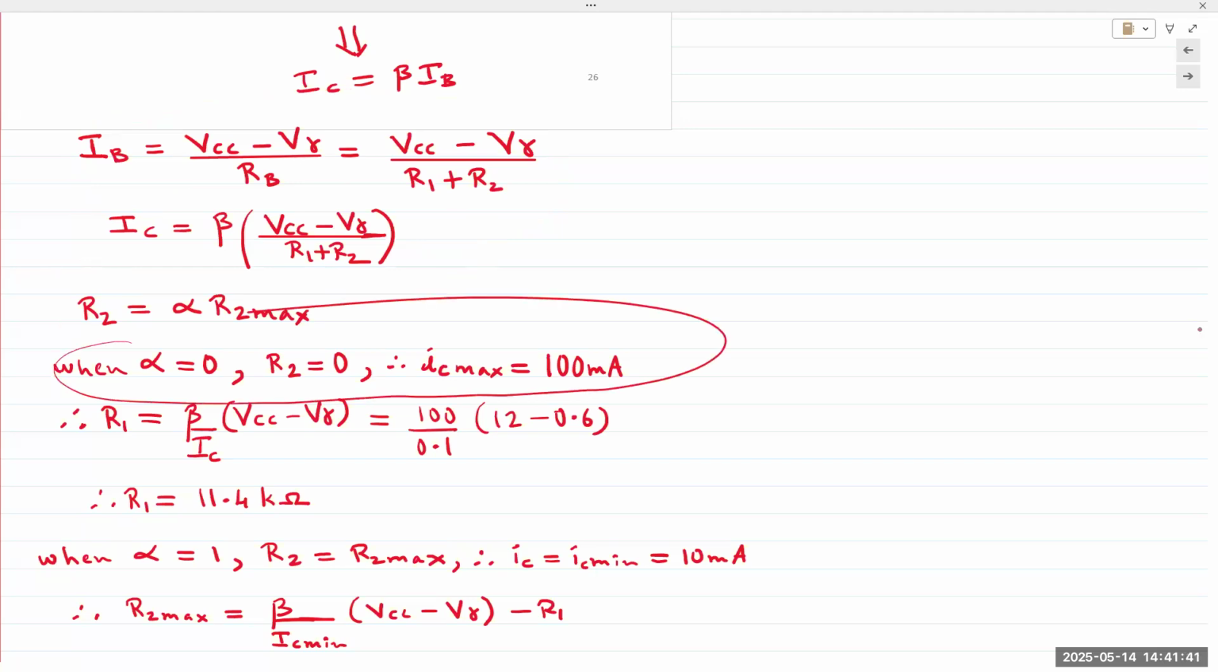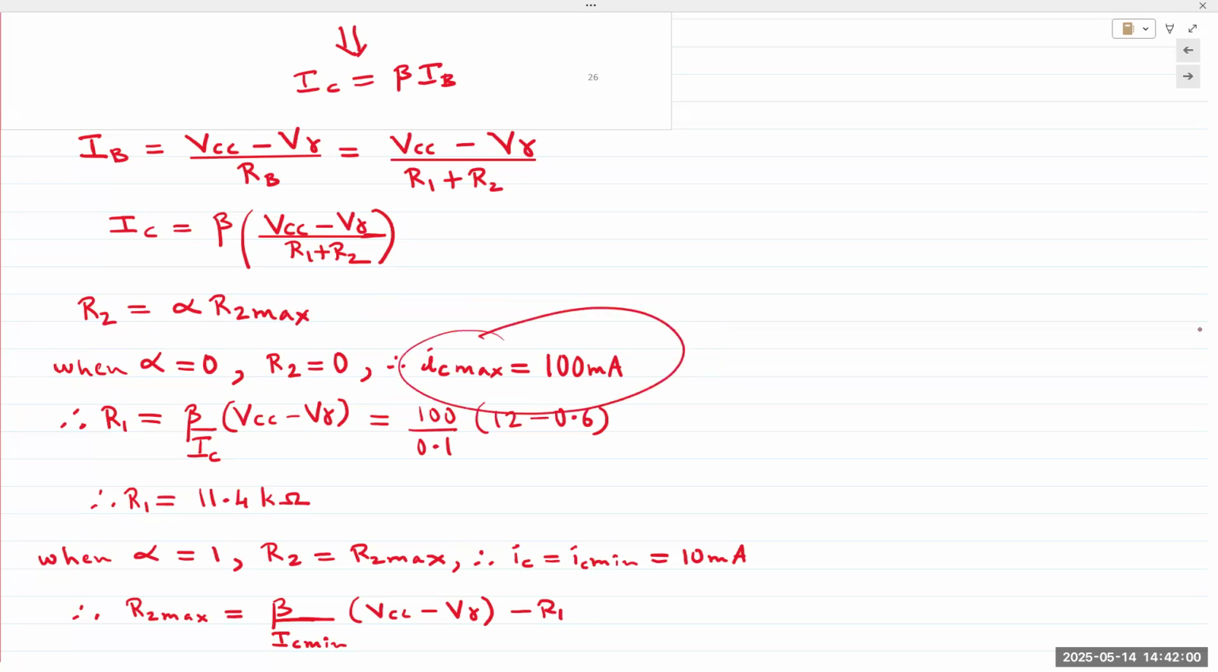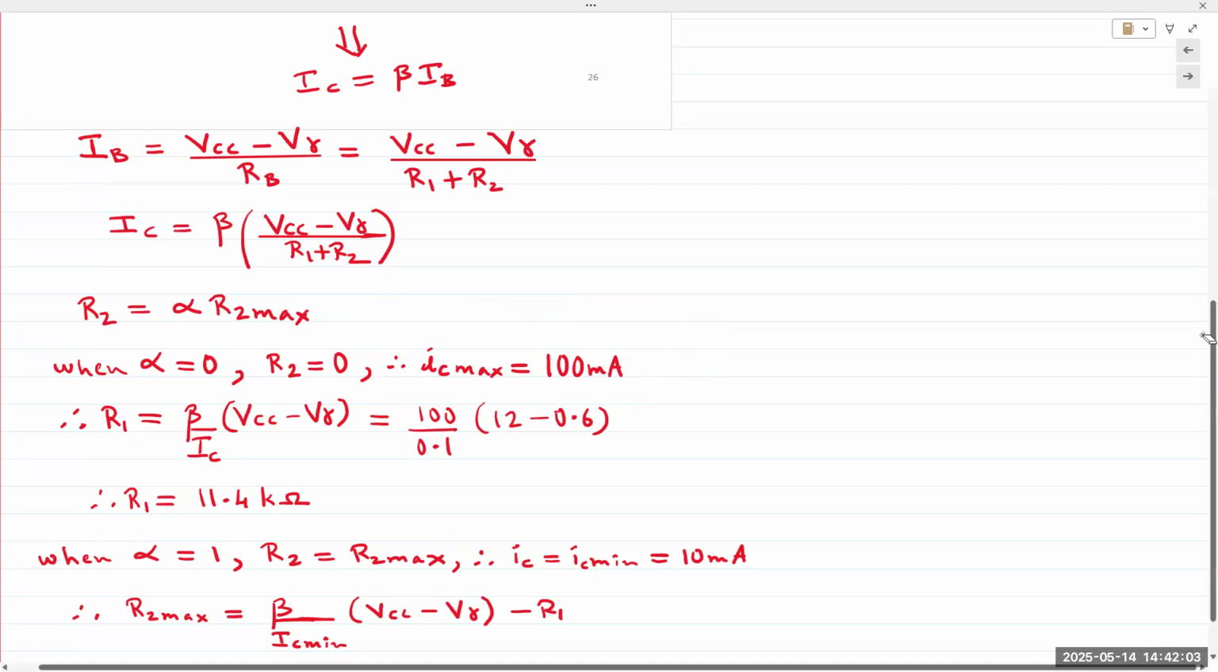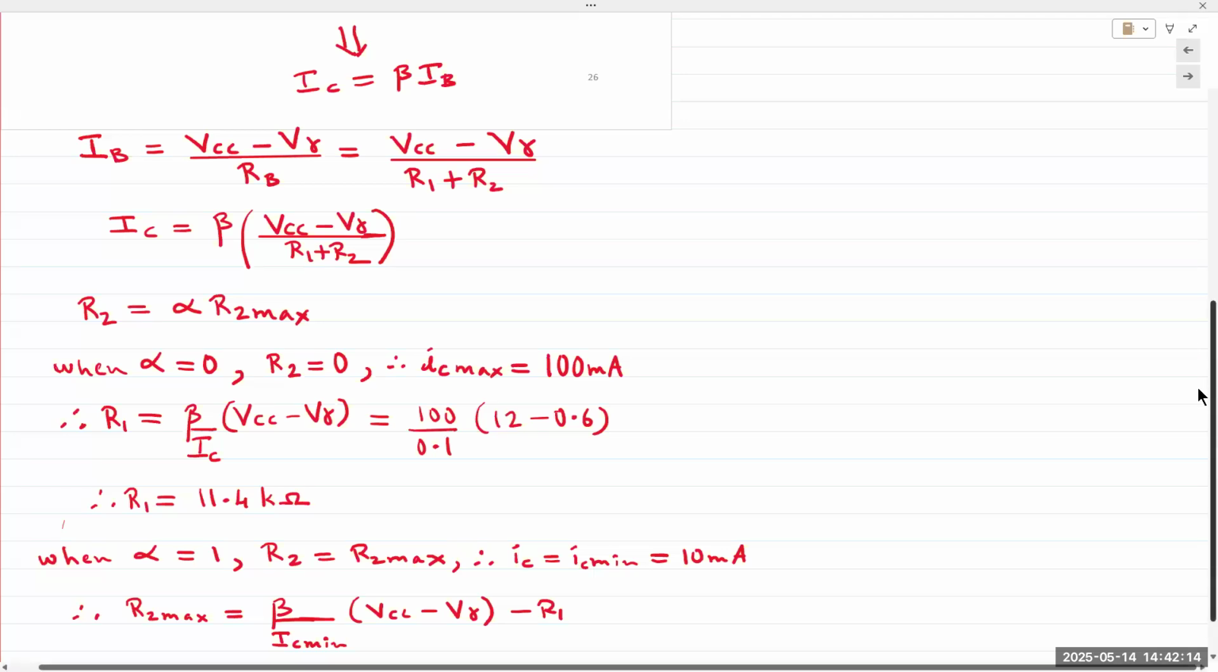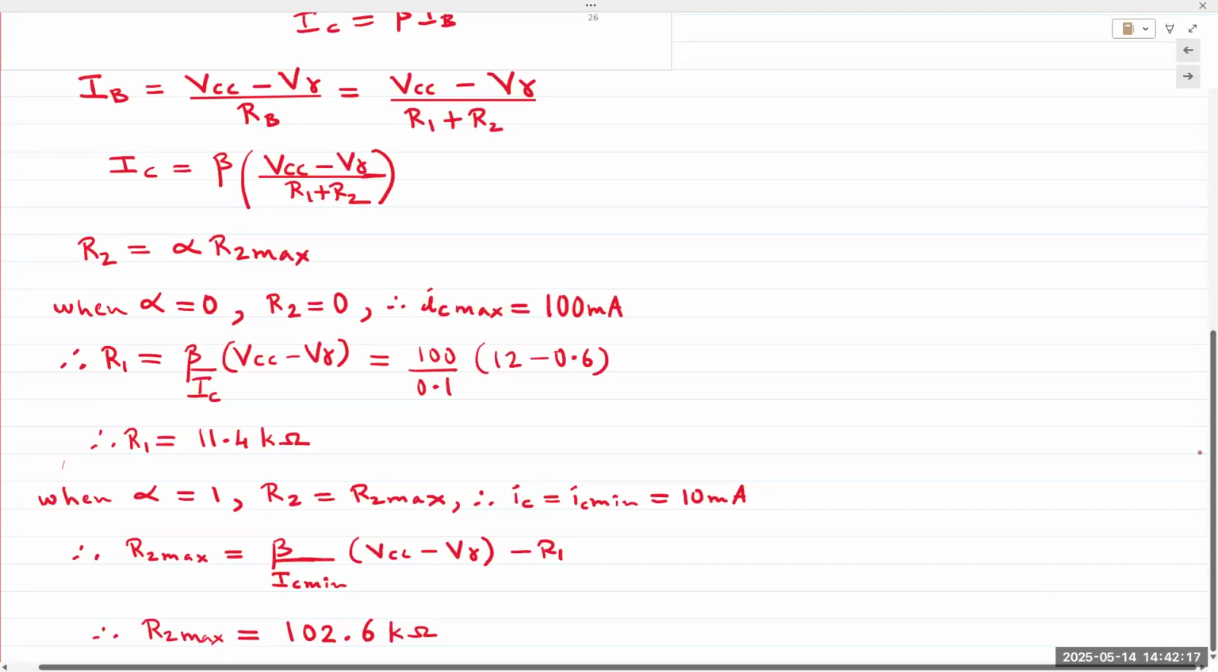We'll maximize the current by minimizing R2 all the way down to 0. The way to do that is alpha is equal to 0. The slider is pulled all the way to the right. Alpha is equal to 0, so R2 is equal to 0. Hence, I would obtain maximum current, and the maximum current is 100 milliamps. When R2 is equal to 0, we calculate R1 as 11.4 kilo ohms. Okay, 11.4 kilo ohms.